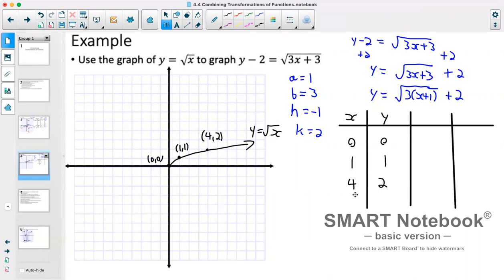And if we continued on at 9, we would have been at 3. Okay, so our new x is given by x over b plus our h value. So x over b minus 1. Now our b value in this case was 3. And then this one's ay plus k. Our a was 1, so we just have y plus our k value, so plus 2.